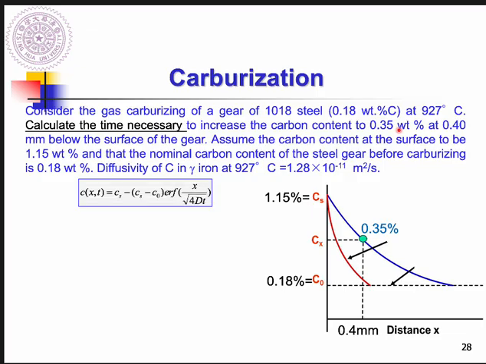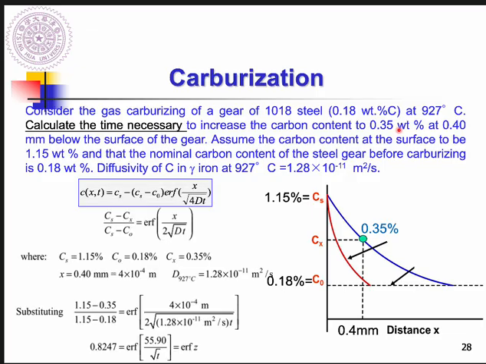It's easy to just write down the solution we just arrived at and put in every parameter. Cs is 1.15, Cx is 0.35, C0 is 0.18, and x is 0.4 millimeter, which is 4 times 10 to the negative 4, over the square root of 4Dt. I take the 2 outside. D is the diffusivity, which they give you, and time is the only unknown parameter you have.